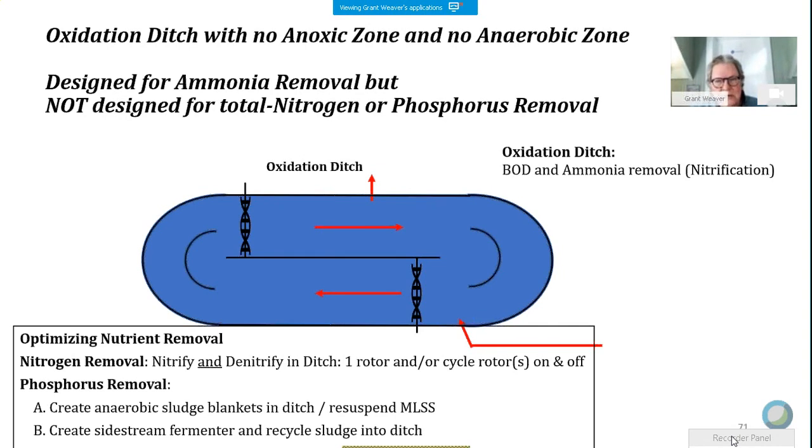The second way is to take some of the sludge, some of the return sludge or waste sludge, and run it through septic conditions sufficient to create the volatile fatty acids, interact with the bacteria in either the RAS or the waste activated sludge, and then return that energized sludge into the ditch. That's a more controllable method, more likely to have consistent, reliable success.